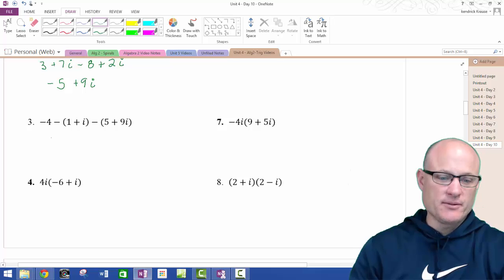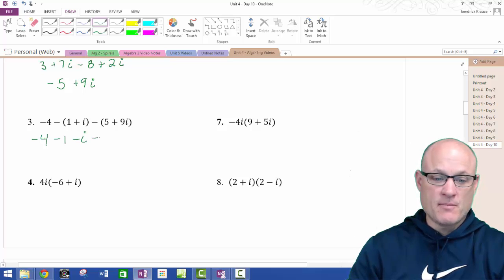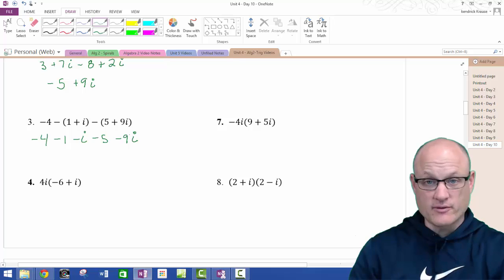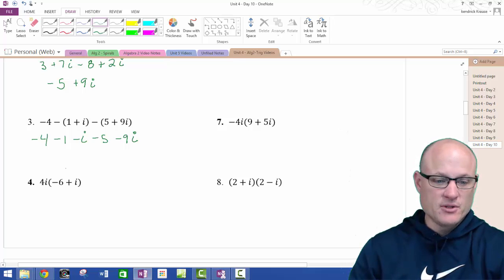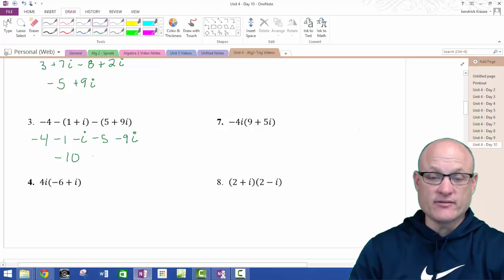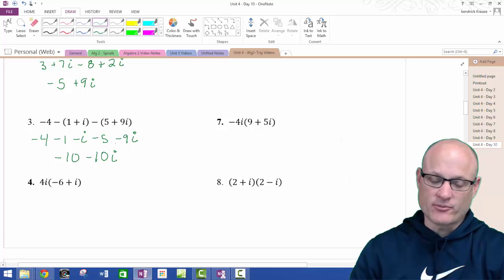On number 3, we've got this -4, and we're just going to distribute this negative, so -1, minus i, minus 5, minus 9i. So all I did was get rid of my parentheses, distribute a few negatives, and now I just got to clean things up. 4 minus 1 is -5, minus 5 is -10, and -i and -9i is -10i. That's it. All right, so let's take care of the easy stuff. That's just combining like terms, nothing to do there. Now we have to distribute. Now we're going to have to change the exponents on the i, and we're going to have to clean things up a little bit.